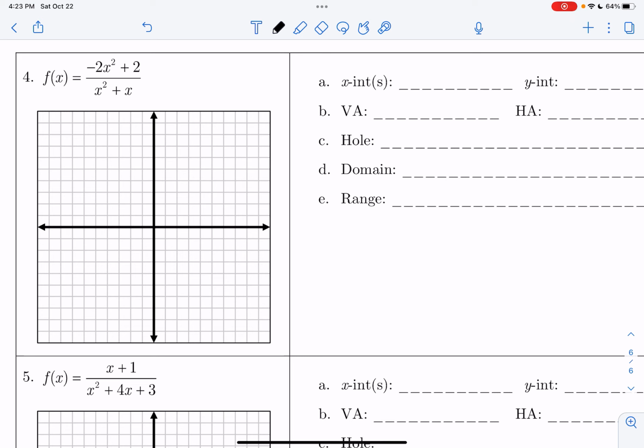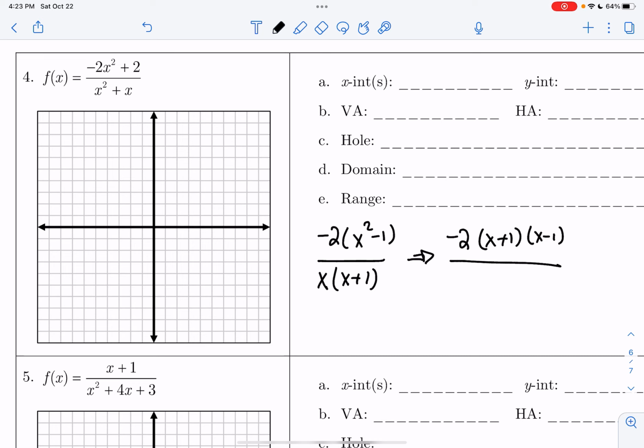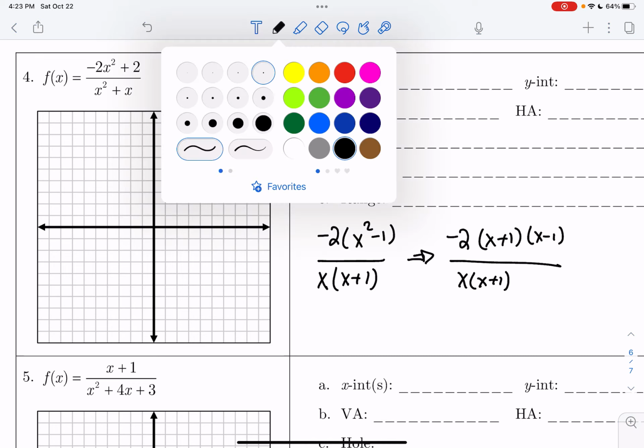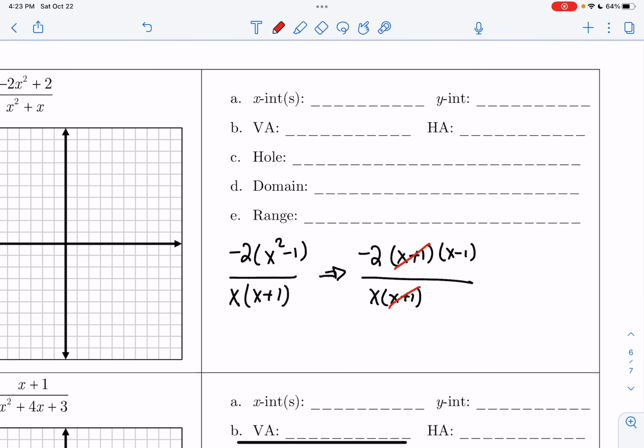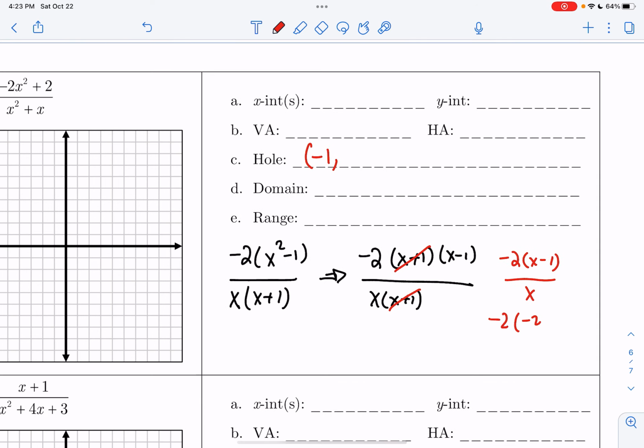All right, for number 4, you are going to factor out that -2, and you're going to factor out that x. Your numerator is still a difference of two squares, so you could still factor that out. And then, hey, I can cancel out the x plus 1 because it is a common factor. Since it's a common factor, I know that I have a hole at -1. But where's your y value? Well, just substitute it in. Your y value is going to be -4.